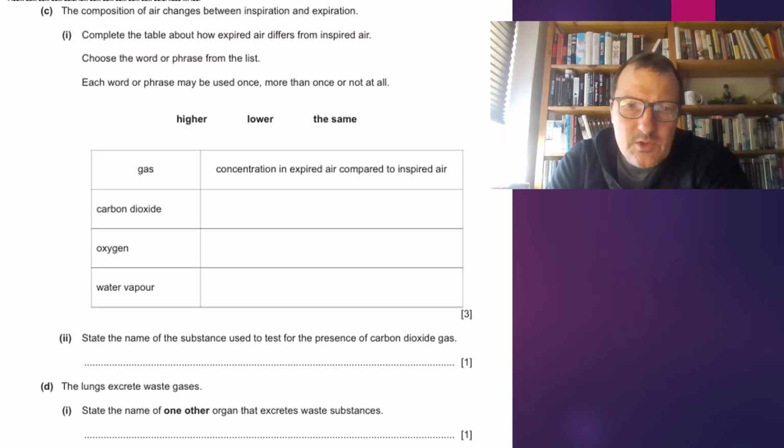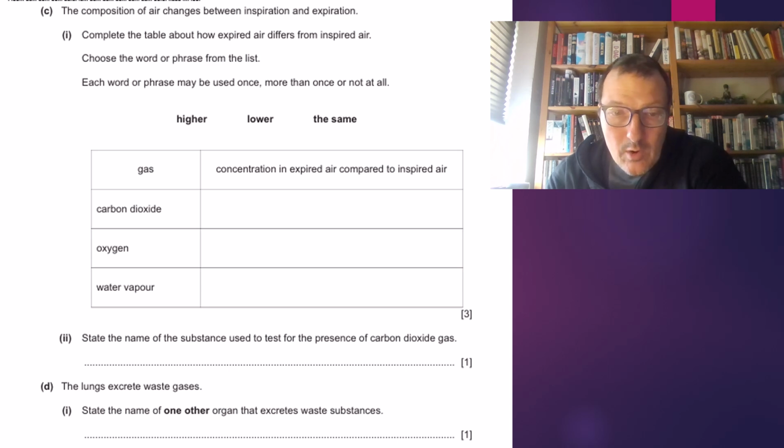We continue our questions about the difference between expired air and inspired air. We also ask about the testing for carbon dioxide and look at one other organ that excretes waste from our body. So see if you can find the 5 points here, and then I'll give you my answers on the next slide.